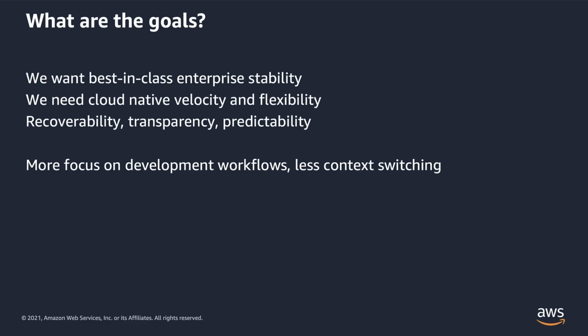And to frame that, I want to talk about what the goals are. We want this old school enterprise IT stability, but we need cloud native velocity and flexibility, right? We want both of those things. The recoverability, transparency, and predictability of the system are all really important. Effectively, you want to get to the point where you're working on code, staying in your development workflows, with less context switching, but you also trust the system more, and you know that it's doing what it's supposed to be doing. So how do you get there?